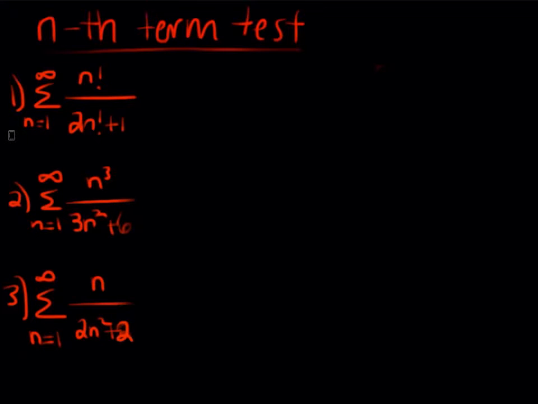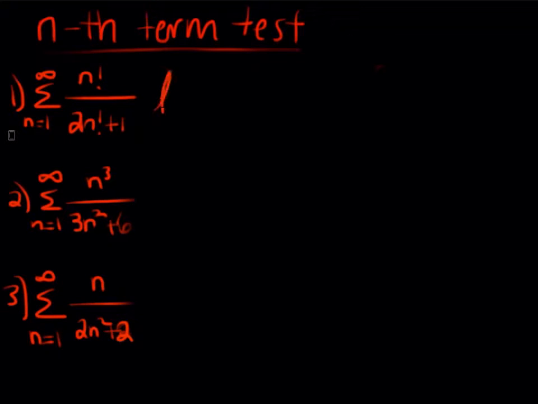Hey guys, so today we're going to be looking at the nth term test, and I prepared for you 3 examples that represent the 3 types of series that you can see for this nth term test. So the first example represents the series in which the dominant term in the numerator is equally as dominant as the dominant term in the denominator.